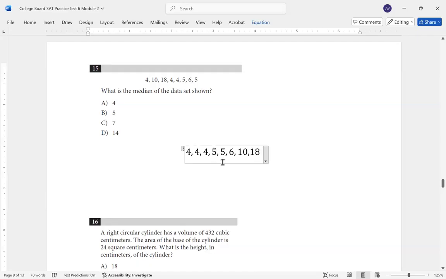Fourth number is a 5. Fifth number is a 5. Sixth number is a 6. Seventh number is a 10. Eighth number is an 18.